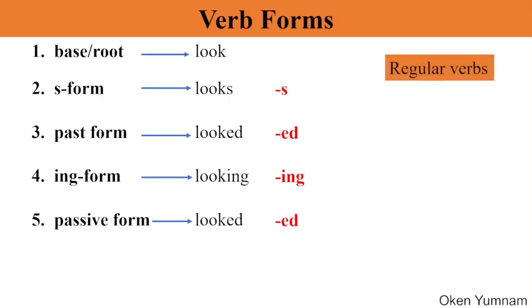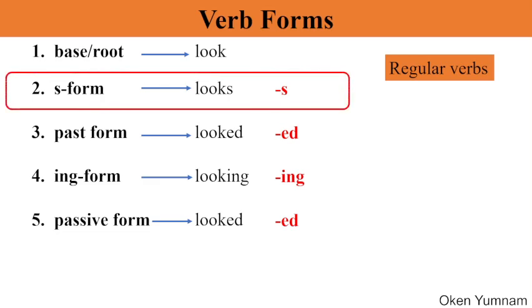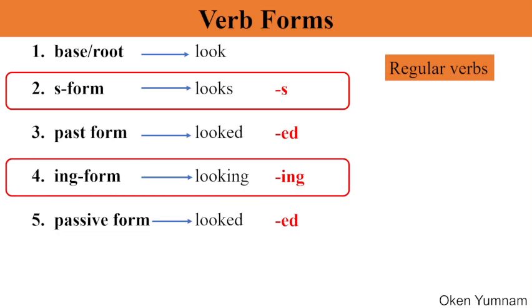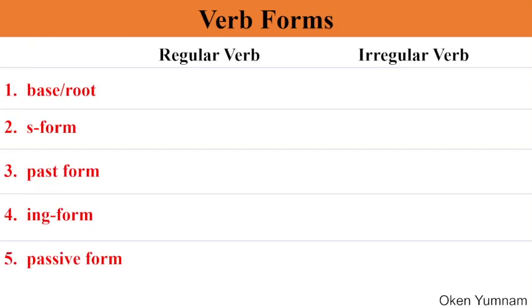So this pattern is followed by all the regular verbs. If you observe here, number 2, the S form, as well as number 4, the ing form, is the same for all the verbs, whether it is a regular verb or an irregular verb. But the past form and the past participle or the passive form might be different if it happens to be irregular, which we'll come to later on. Now let's see the difference between regular and irregular here.